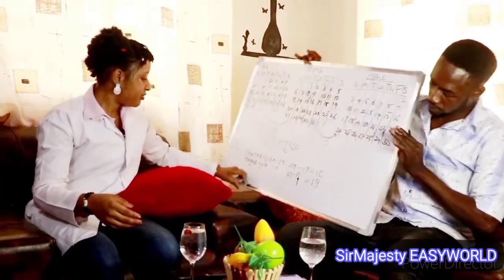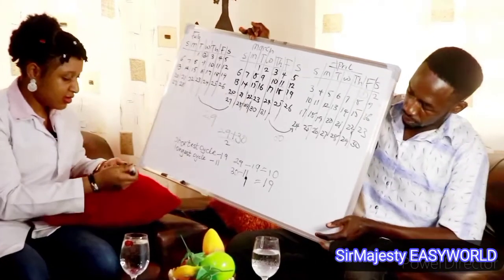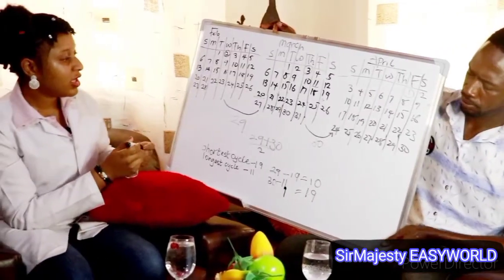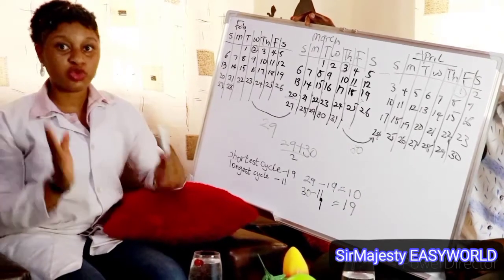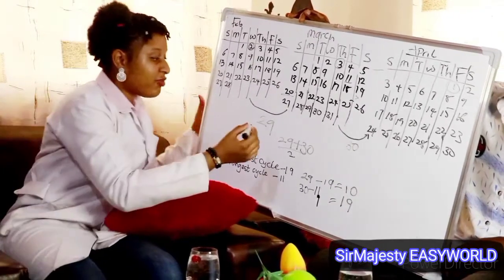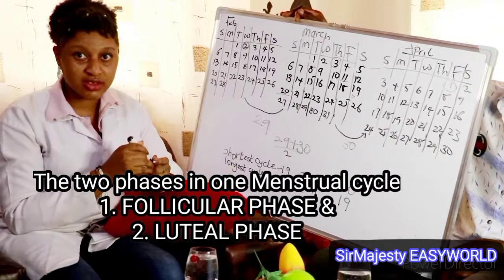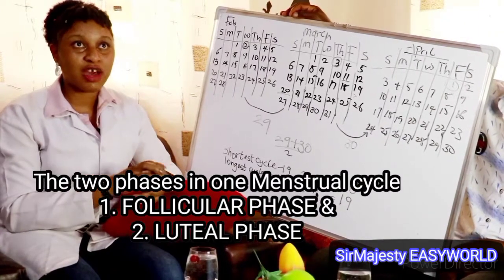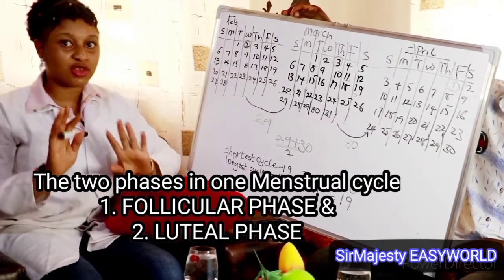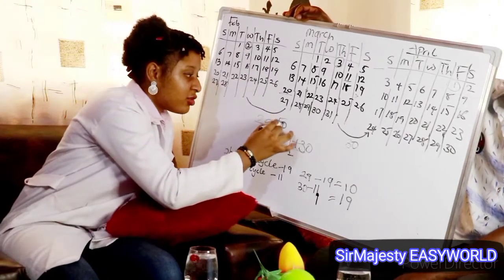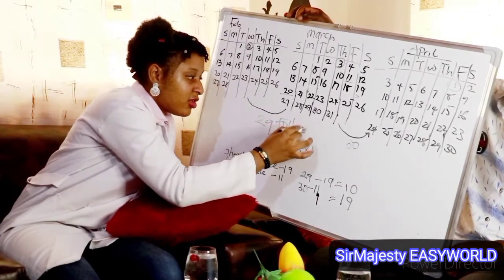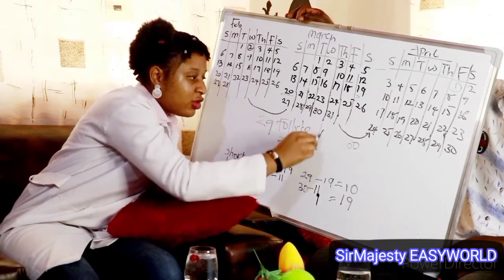Okay, thank you. So usually, a menstrual cycle is divided into two periods. We have what we call the follicular phase, follicles, and then we have what we call the luteal phase. Now this is so much grammar, but I'm going to break it down for you. Follicle, and then luteal.